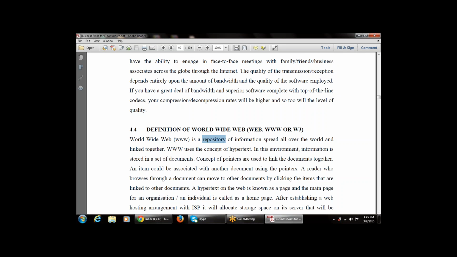If I click on the home link, home tab, it will move to the home page. If I click on the contact us tab, it will move to the next page. That is, different documents are linked with each other with the help of pointers. So WWW works on the concept of hypertext. Hypertext is text that has linking capabilities, used to link one text to another, one document to another document.